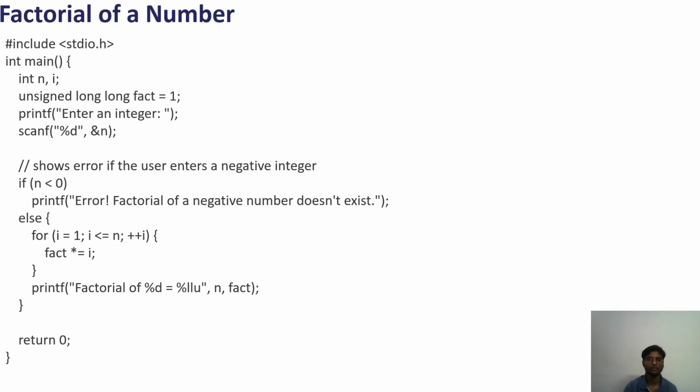Else, open the curly bracket. Now take the for loop: for i = 1, i is less than or equal to n, i++. Open the curly bracket, fact *= i. Close the curly bracket. printf("Factorial of %d = %lu", n, fact).